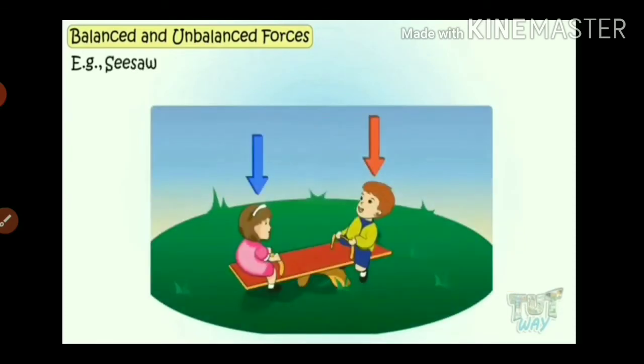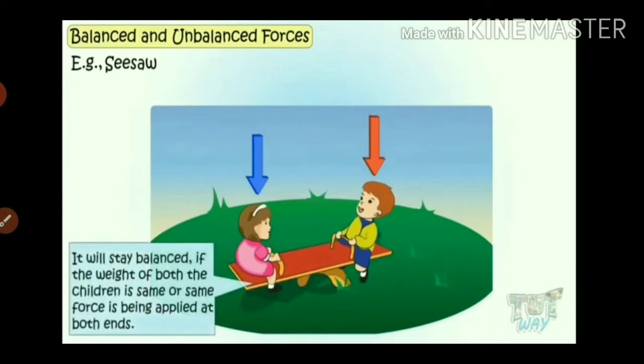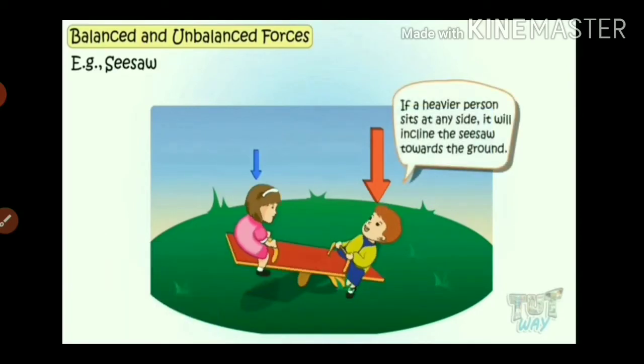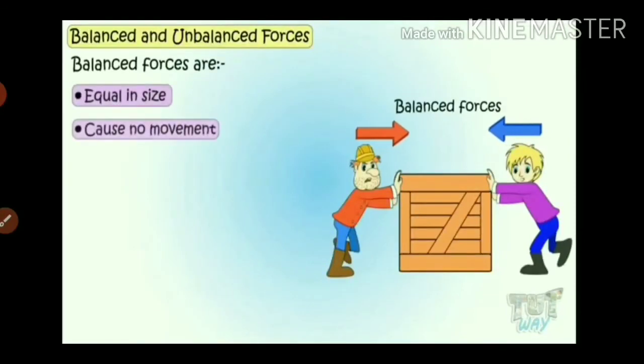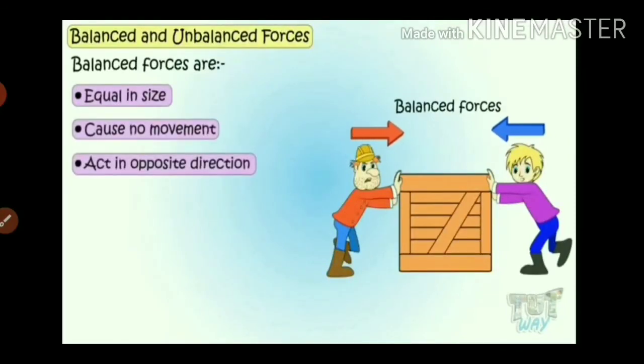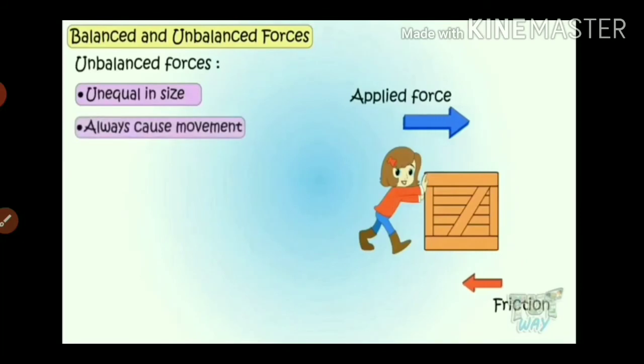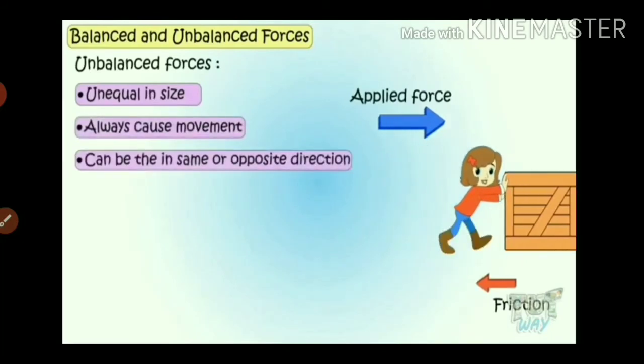Here is an example of a seesaw. It will stay balanced if the weight of both children is the same, or the same force is applied at both ends. If a heavier person sits at any side, it will incline the seesaw towards the ground. That is, unbalanced forces are now applied to the seesaw, so the seesaw moved. So kids, balanced forces are equal in size, cause no movement, and act in opposite directions. Unbalanced forces are not equal in size, always cause movement, and can be in the same or opposite direction.